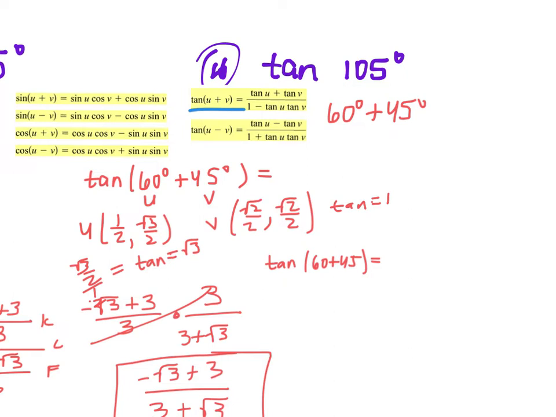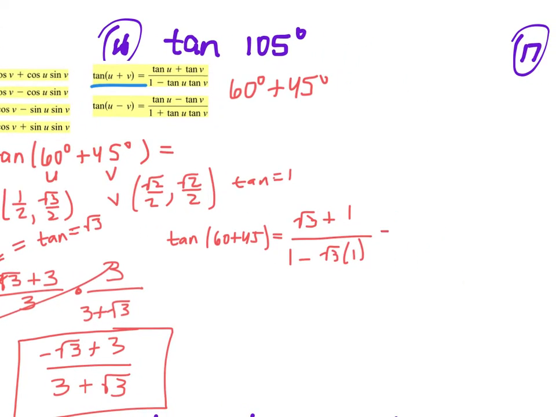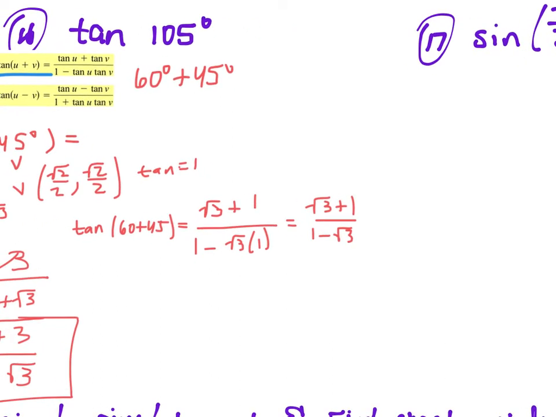So the tangent of 60 plus 45 is the tangent of u, which is root 3, plus the tangent of v, which is 1, over 1 minus the tangent of u, which is root 3, times the tangent of v, which is 1. Then we simplify here. I have root 3 plus 1 over 1 minus root 3. You could leave it at this point if you wanted to. I'll show you what it looks like when rationalized. We multiply by the conjugate, 1 plus root 3.